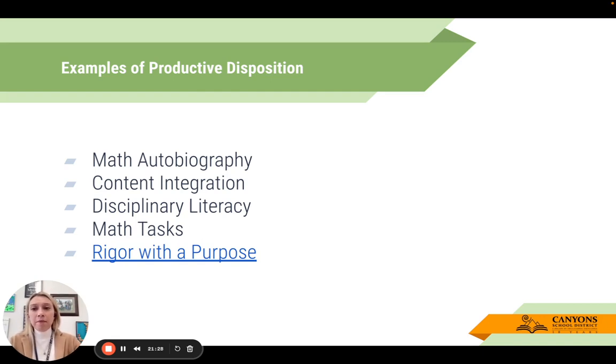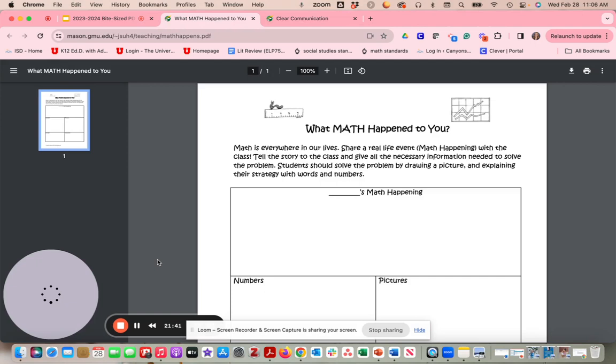You also have math tasks. Every other unit, or every other topic, in Envision has a 3-act math task. Those are also in the Building Fact Fluency kits. And then I also wanted to show you this one, and this is the idea of rigor with a purpose. So how can we not only add more rigor into our math instruction, but how can we do it in a way that is relevant and kind of fun for kids?